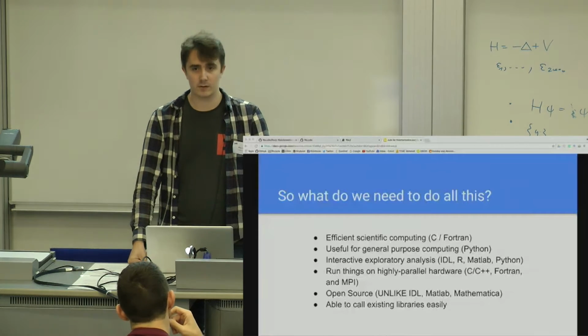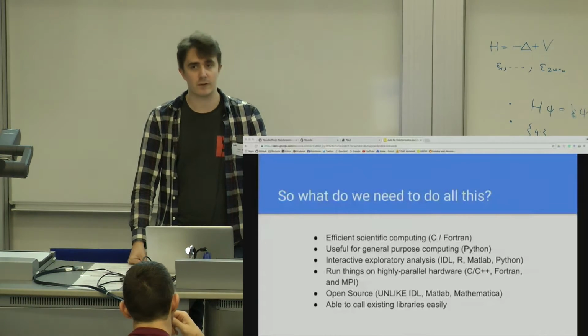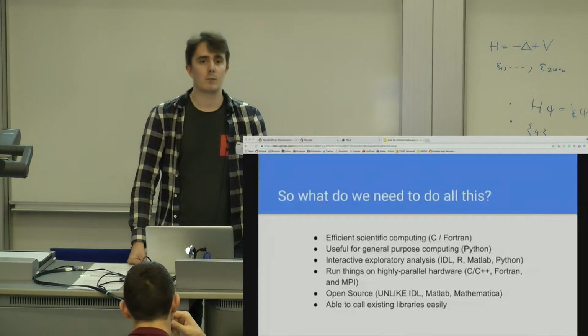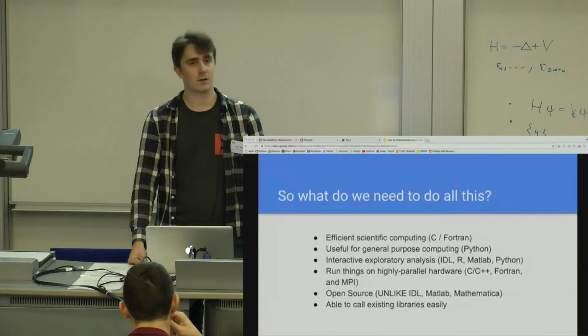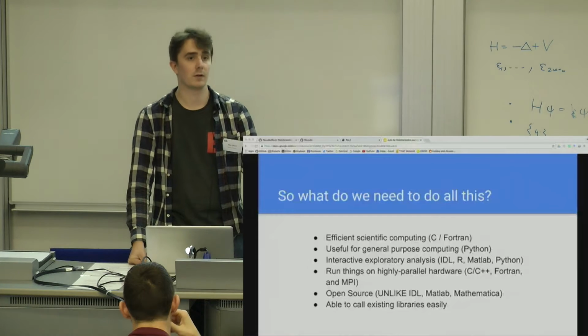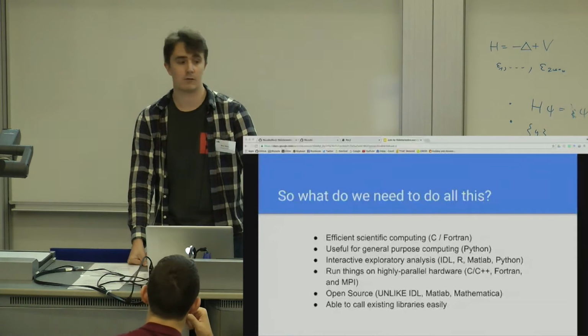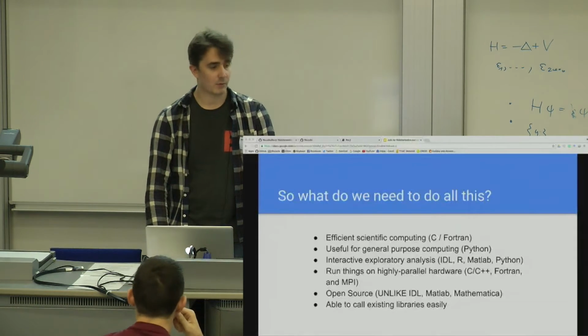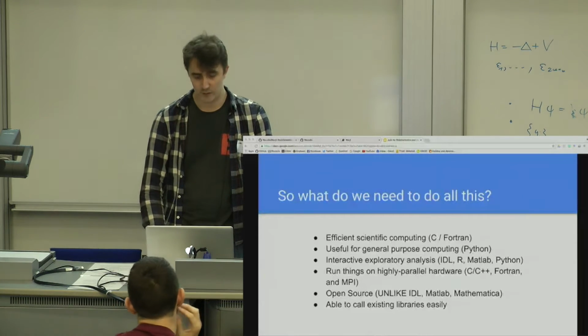We'd like it to be open source, because if it's proprietary, we can't verify it works, in which case, why should I believe anybody's results if it's not open and I can't verify their algorithm works? And we want to be able to call existing libraries easily, because there's no point in reinventing the wheel.